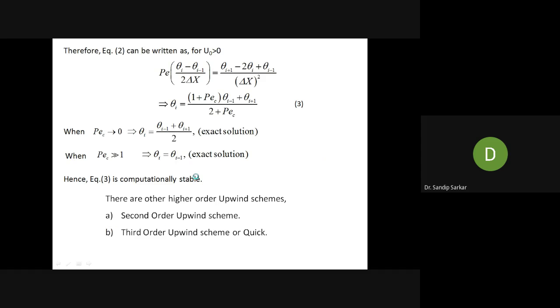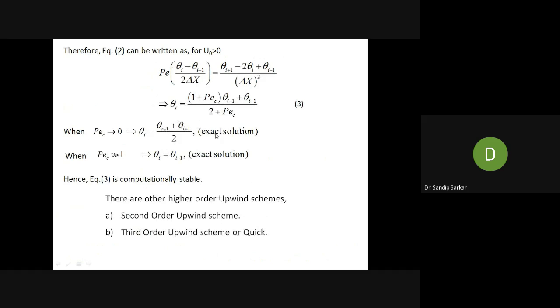Now, if you replace theta I plus 1 by theta I in this discretized equation, for theta I minus 1 by 2 delta x, this will be the same. Here we are not replacing anything. So theta I plus 1 minus 2 theta I plus theta I minus 1 by delta x square. That means theta I equals (1 plus PEC) theta I minus 1 plus theta I plus 1, by 2 plus PEC. Let us see, if PEC is closer to 0, theta I equals theta I minus 1 plus theta I plus 1 by 2, which is the exact solution you are getting. That means for the lower Peclet number, the upwinding scheme is giving the exact solution.